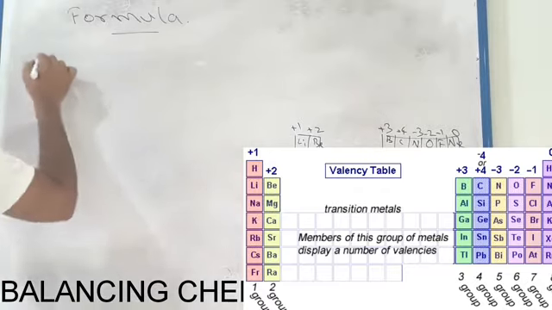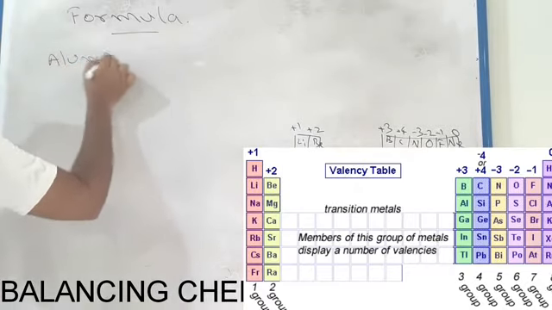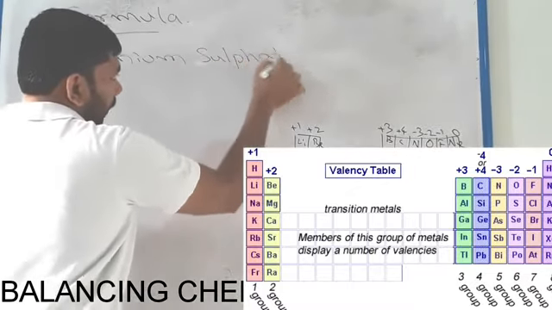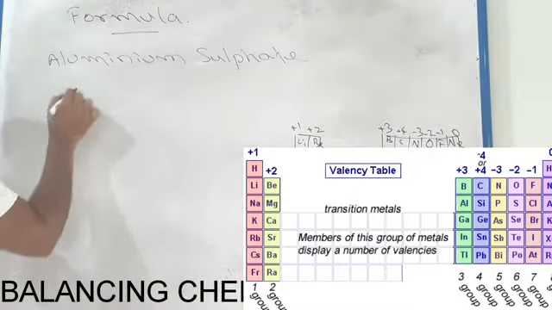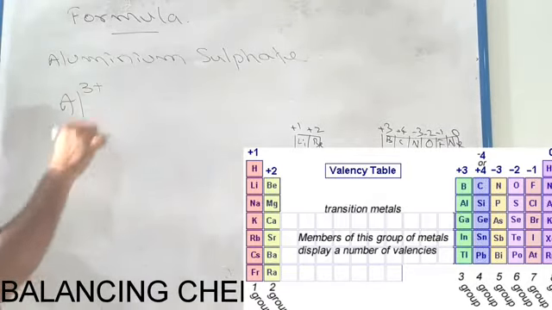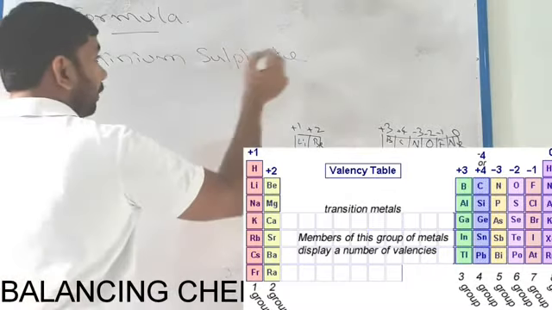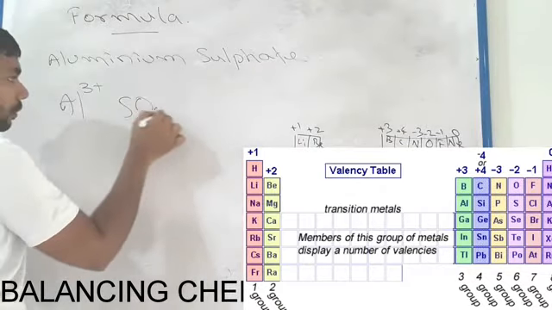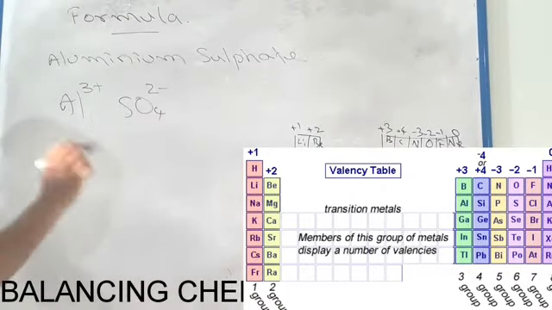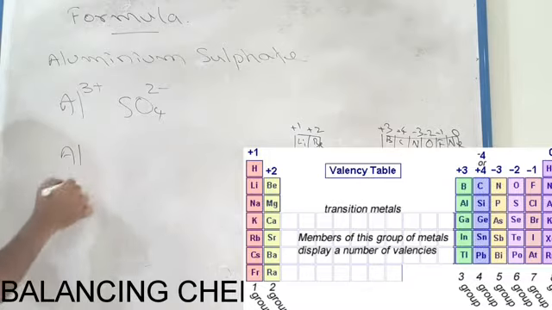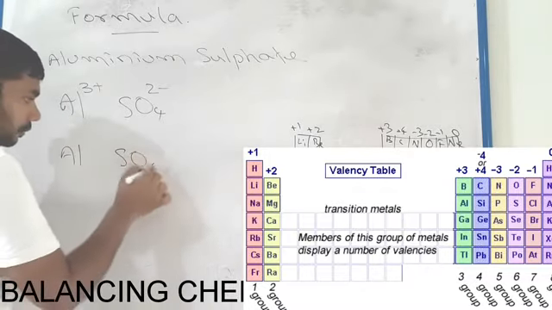Next example, aluminium sulfate. Aluminium, what is the symbol of aluminium? Al, and the charge of aluminium is plus 3. Sulfate: in the beginning I gave you the group of radicals. Sulfate, SO4, charge 2 minus. You have to memorize the names of radicals and their formulas. Okay, so aluminium sulfate, write it again: aluminium SO4.